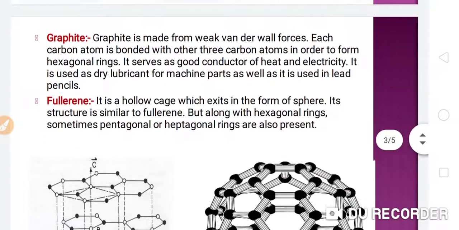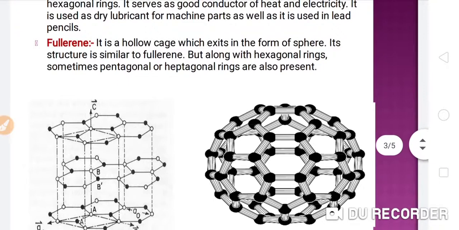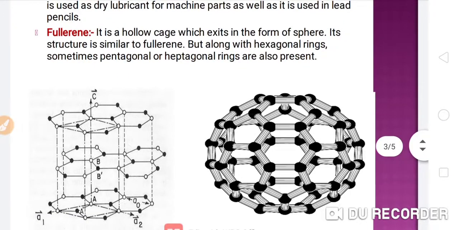Now fullerene, it is a hollow linkage which exists in the form of a sphere. You can see in this figure on the right hand side, this is the fullerene. Its structure is similar to a football, but along with hexagonal rings, sometimes pentagonal or heptagonal rings are also present. So this is the very specific structure of the fullerene.